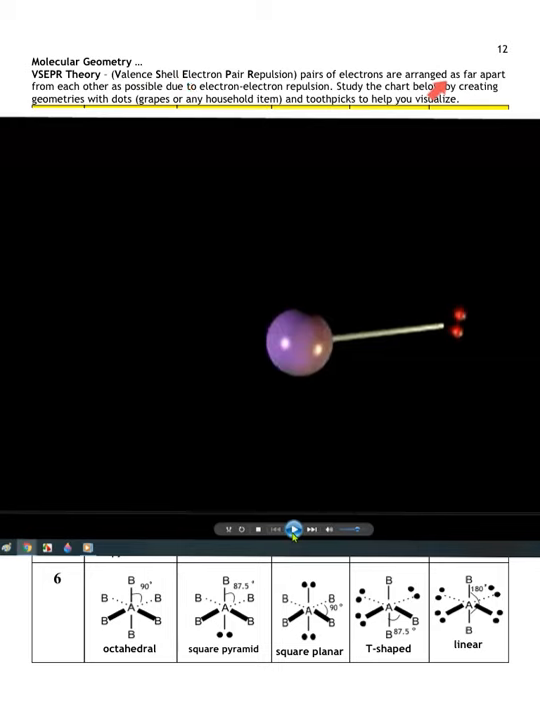Electron pairs around a central atom that's sharing electrons are going to find a way to orient themselves as far apart from each other as possible due to electron-electron repulsion. We're about to watch a video that describes all these geometric shapes that molecules assume in nature, which are created as a result of this VSEPR theory.